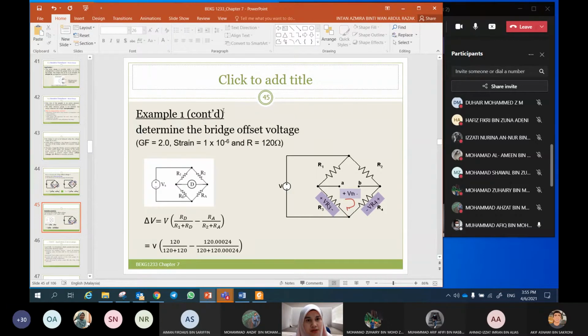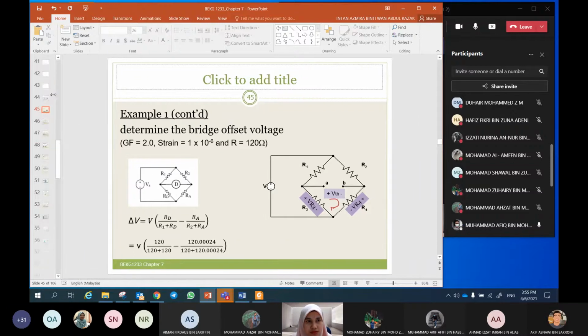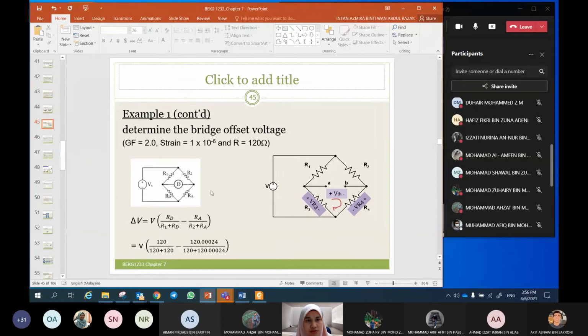So we continue the previous example. Determine the bridge offset voltage. This is the information that we have. Gauge factor is equal to 2, strain is equal to 1 micro, and R is equal to 120. So we can calculate delta V. We put VR3 minus VR4, or VRD minus VRA.